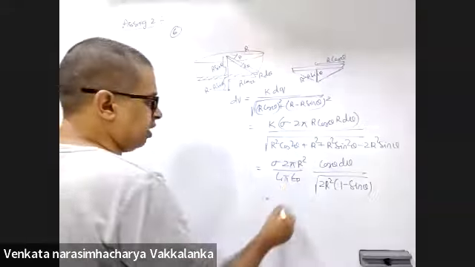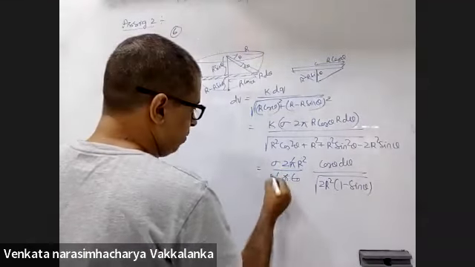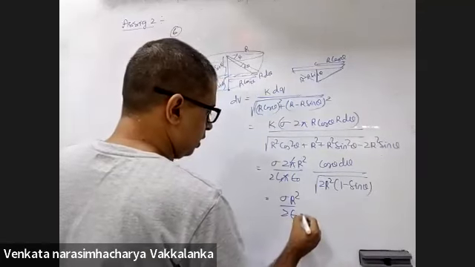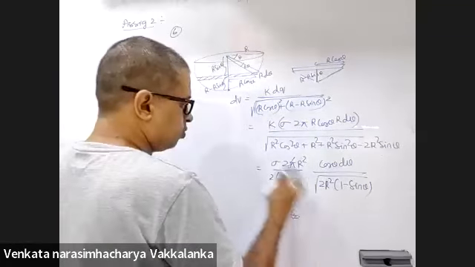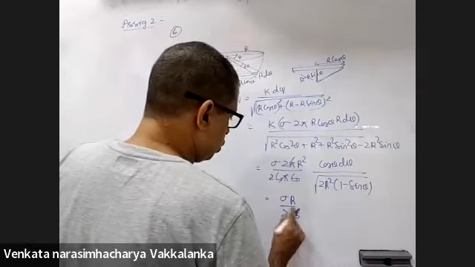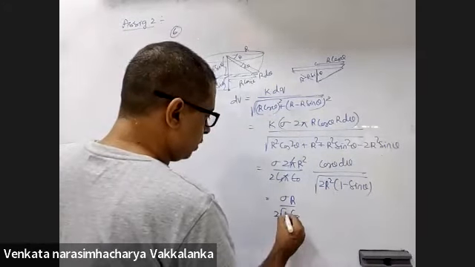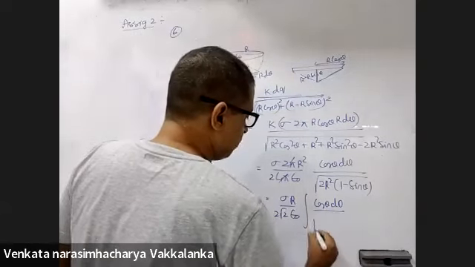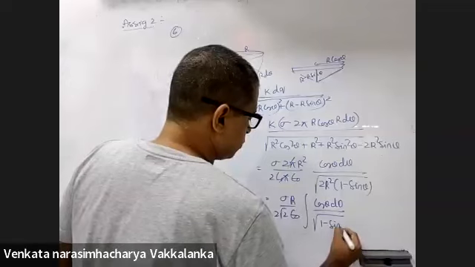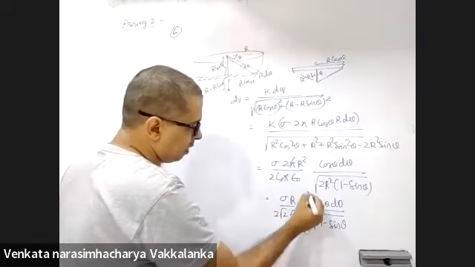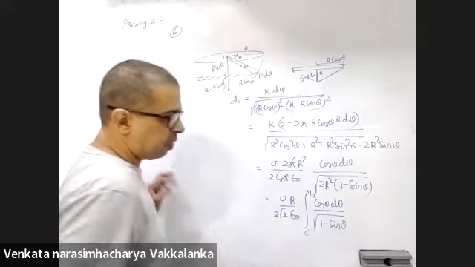Hope I didn't miss any constant. Sigma 2 pi, make this 2. Sigma R square by 2 epsilon naught. R will come out, so this will become R. Root 2, 2 root 2 यहाँ पर लिख दूंगा. 2 root 2, integral of cos theta d theta over root of 1 minus sin theta. Least value of theta is 0. Maximum value of theta is pi by 2.